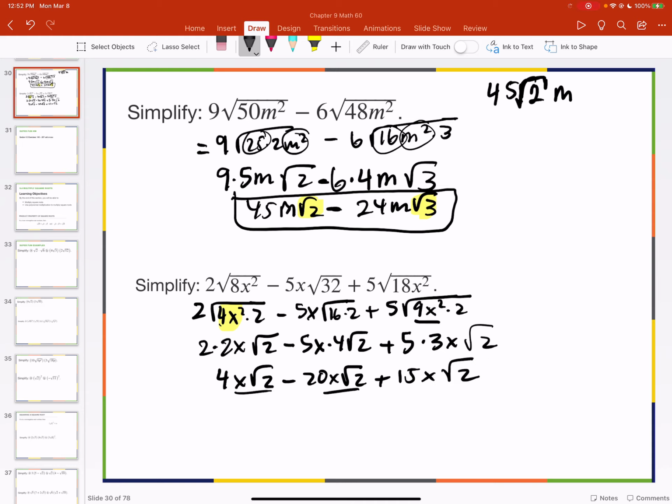Since these are all alike, we can go ahead and combine them by adding or subtracting the coefficients. So we have 4 minus 20, negative 16x root 2, plus 15x root 2. So then finally you're going to get negative x root 2. Okay.